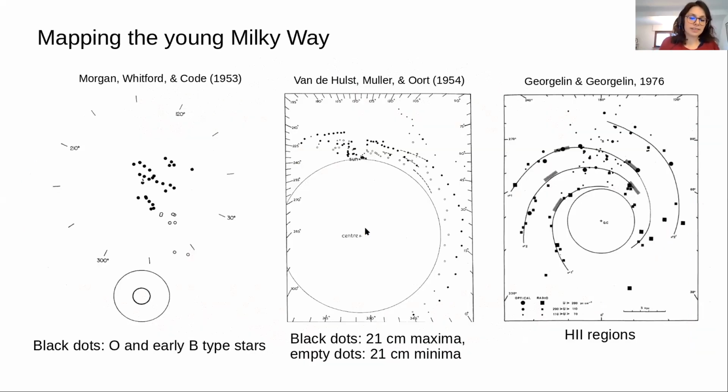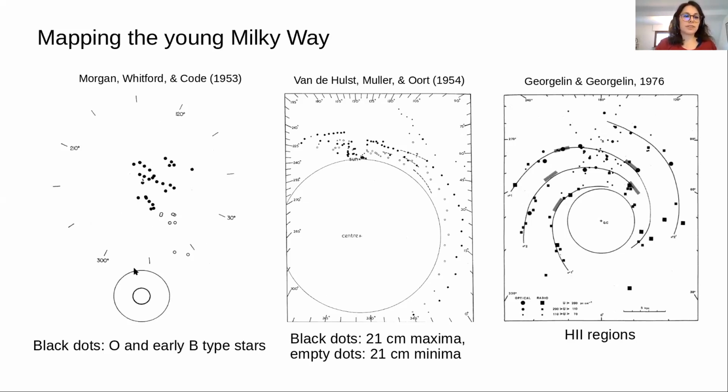Now, I said before that this talk was focused on mapping the young Milky Way. For sure, I was not the first one to come up with the idea of mapping the young Milky Way with massive stars. I think the first paper in this context was written by Morgan and collaborators in 1953. Morgan took spectra of O-type stars and early B-type stars and derived distances to these sources. And he noticed that O and B-type stars were not uniformly distributed in the disk of the galaxy.